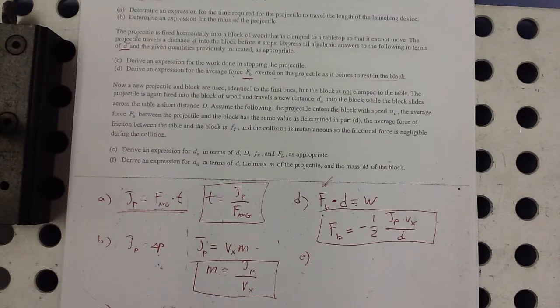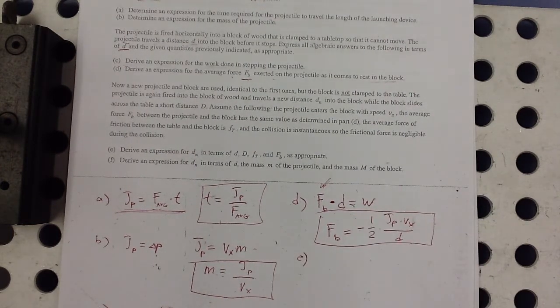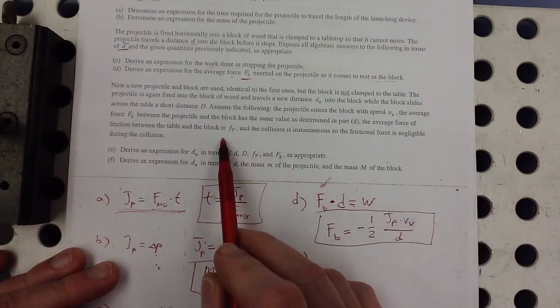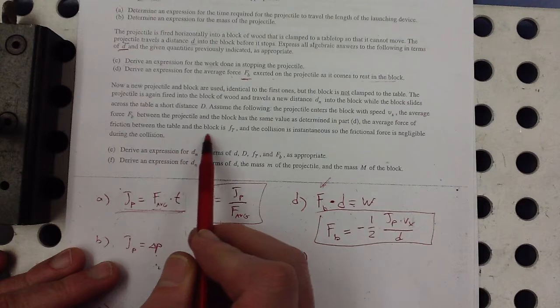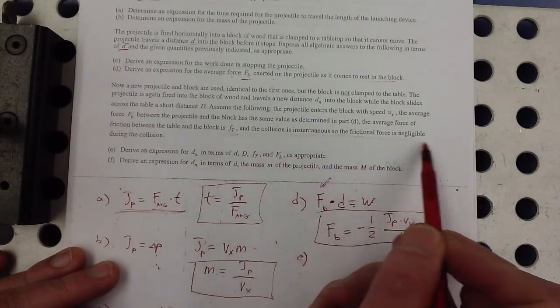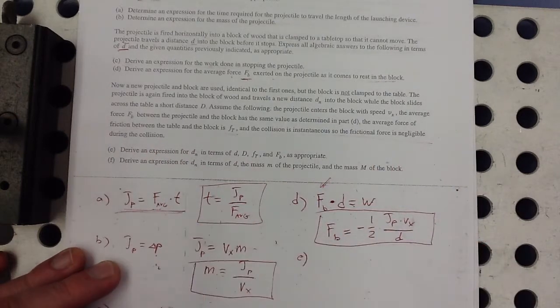All right, assume the following. The projectile enters the block with the same velocity. Average force has the same value determined in part D. So we know the average force here. And the average force of friction between the table and the block is Ft, another average force. And the collision is instantaneous so that the frictional force is negligible during the collision.